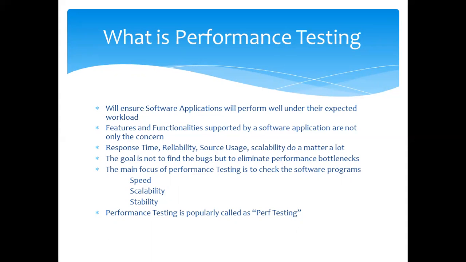Speed is how quickly the application responds. Scalability means how many maximum user loads the software can handle. Stability means how stable the application is under different varying loads. These are the main focuses of performance testing. Performance testing is also called perf testing. In general usage, they call it perf testing also.